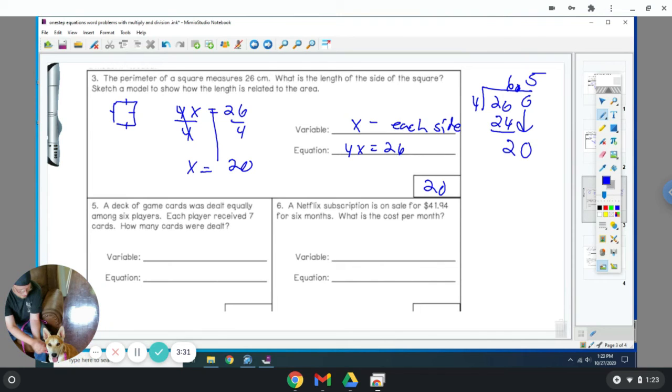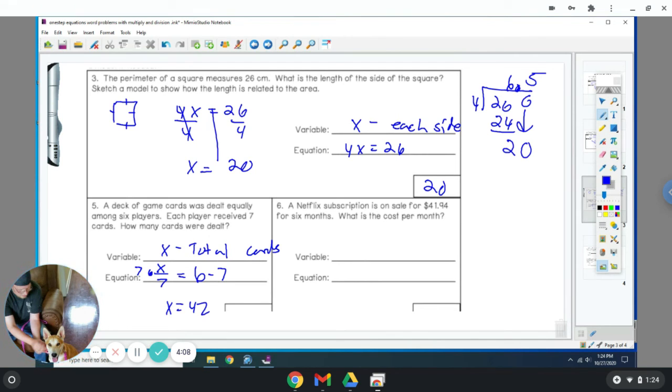A deck of game cards was dealt equally among 6 players. Each player received 7 cards. How many cards were dealt? So x was total cards. And so you take the total and you divide it among 6 people, which is equal to 7 cards. So you're going to multiply both sides by 6. So x will equal 42.